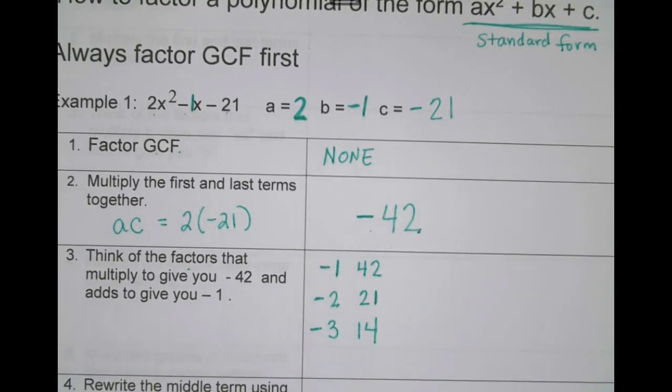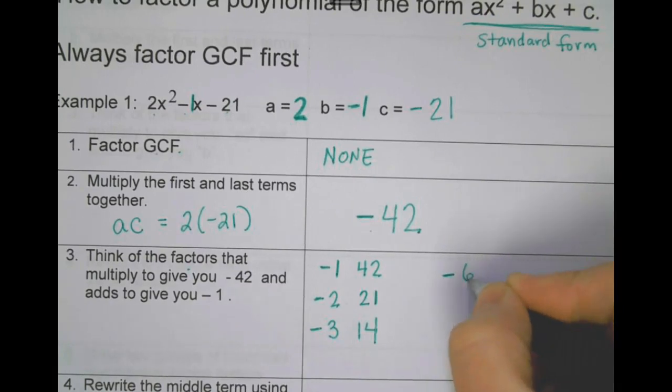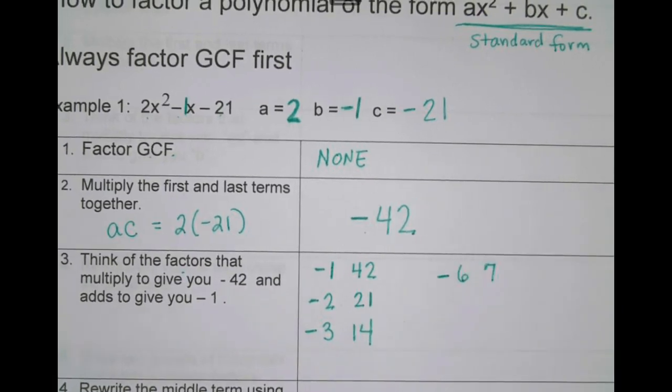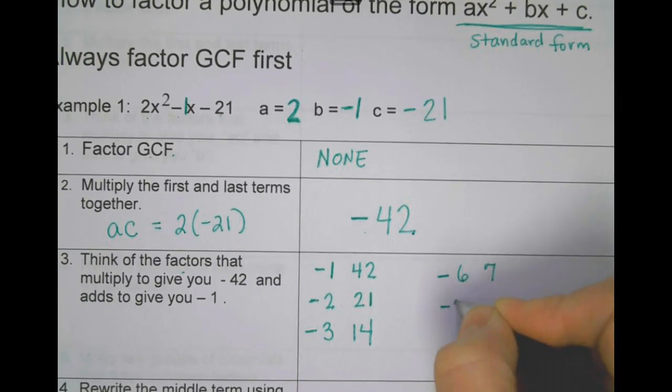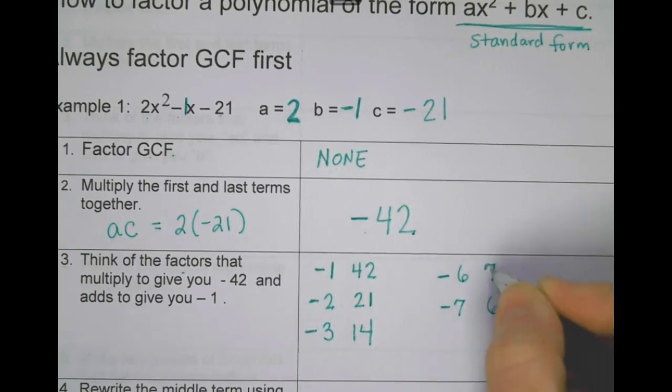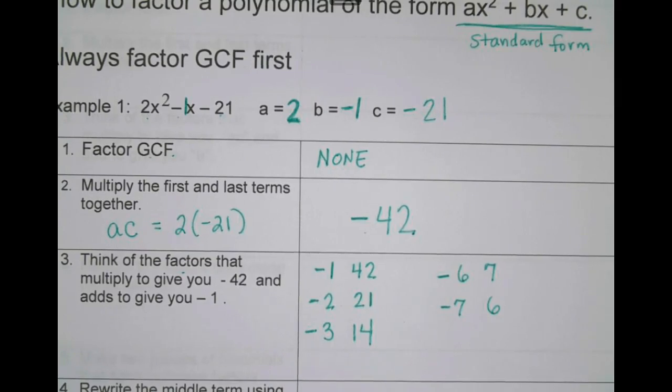Does 4 go into it? You take your little calculator and do 42 divided by 4, and you don't come out with a whole number. 5 doesn't go into it. Does 6 go into it? 6 times 7. But that's the same thing, only turned around backwards. So I would have some more factors, but it would be the same thing, only turned around backwards.